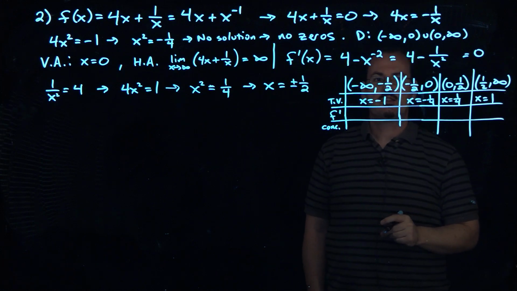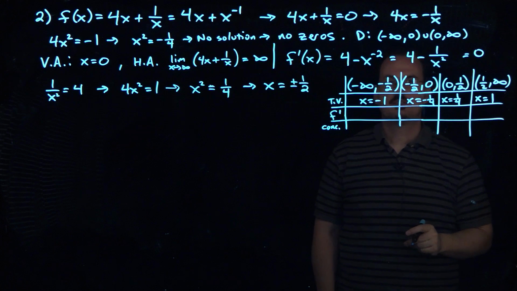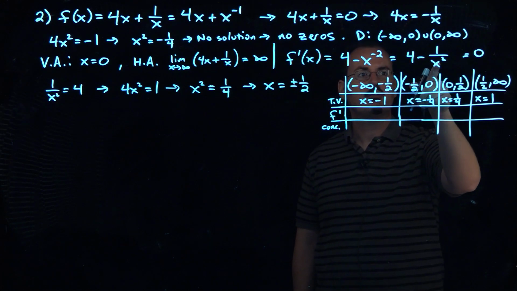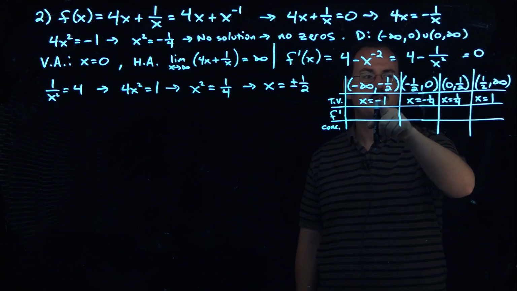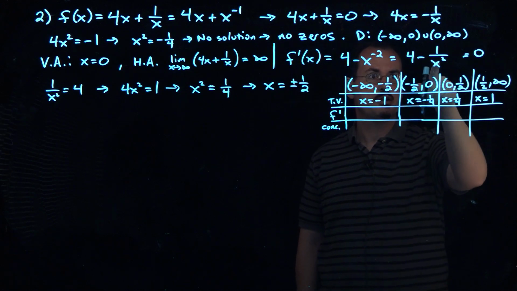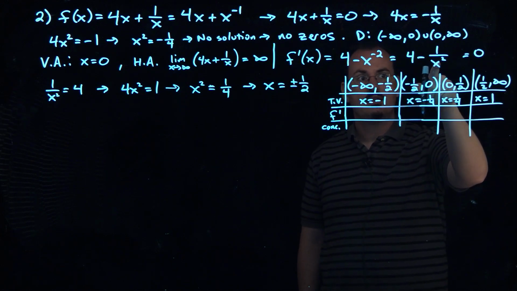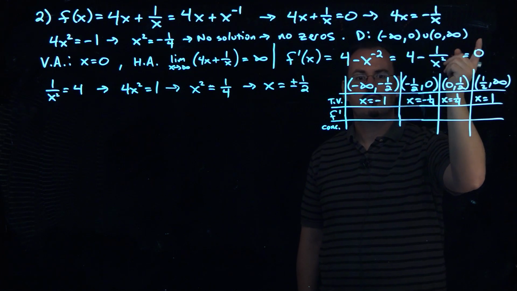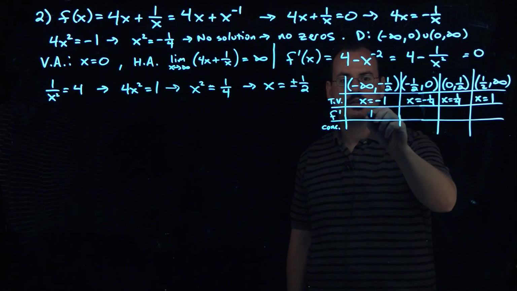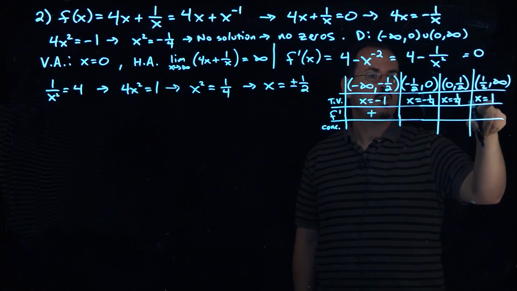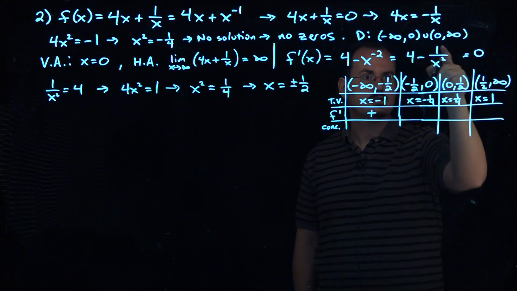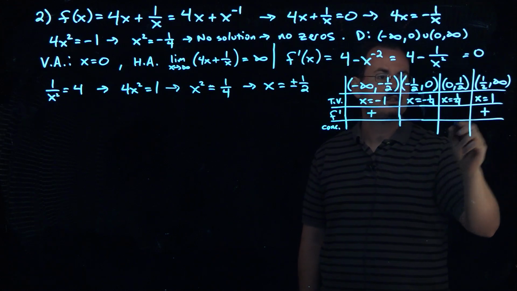Okay, so now I've got to think about what's going to happen to that derivative when I start plugging these numbers in there. Let's start with -1. If I square -1, in fact, it doesn't matter whether I plug negative or positive 1 in here, right? Because when I square it, it becomes positive. So I've got 4 minus 1, 3, that's a positive number. And when I plug 1 in there, same thing, 4 minus 1 is 3, that's positive.